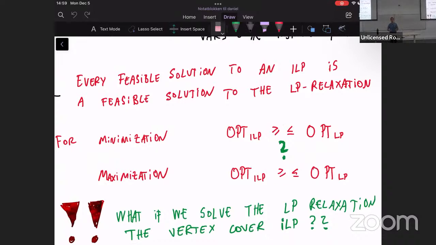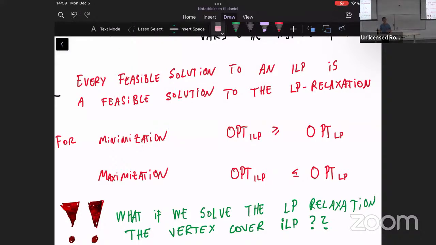In which direction should the inequalities go? Okay, let's do a show of hands. So for minimization, how many of you think that the inequality should go to the left? Like opt ILP is greater or equal to opt LP? Okay, less than or equal to? Okay, greater or equal, okay, you're awake, good. And then I think you're going to guess that for maximization, it should go in the other direction.